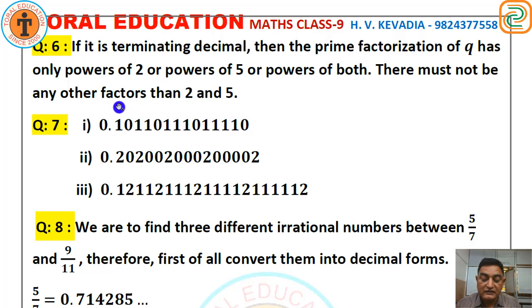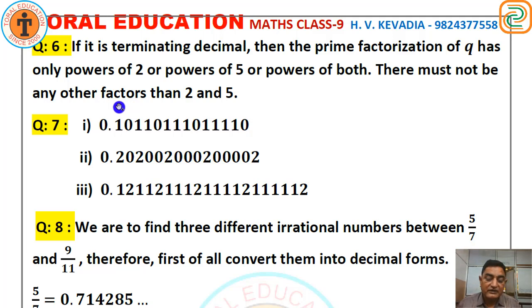P and q are integers with no common factors. No common factors means there is no possibility of cutting p upon q, p and q both, by anything other than 1, having terminating decimal representations. So q must satisfy what property?